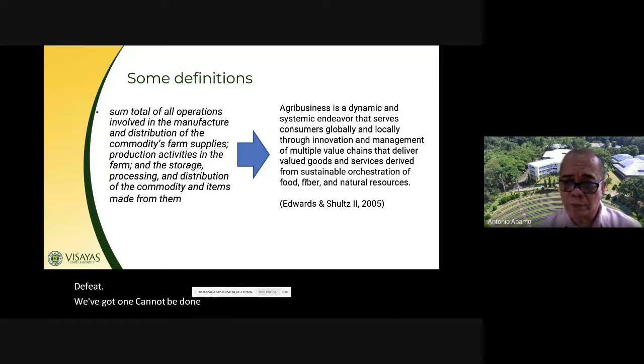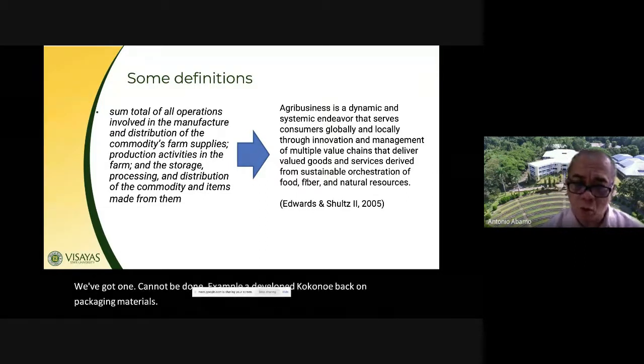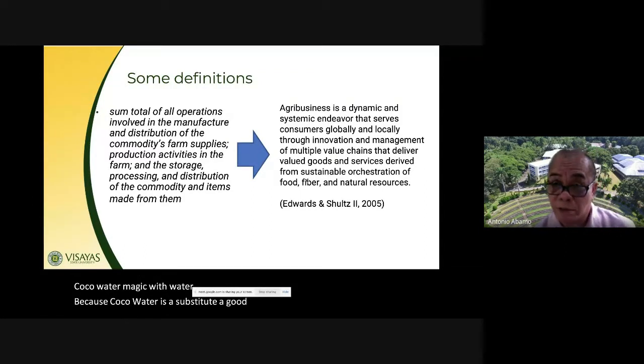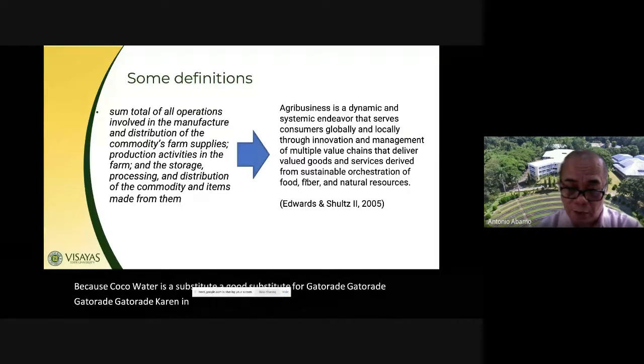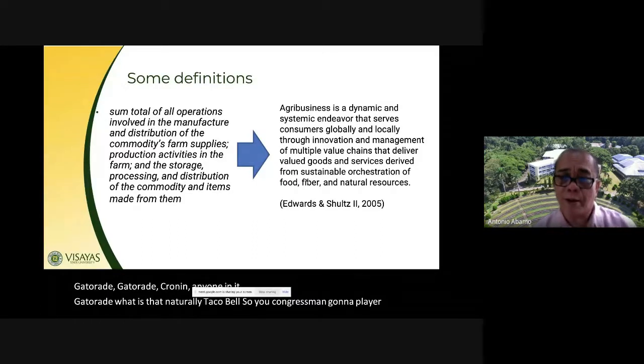Mag-develop ko og bagong packaging material sa like cocoa water. Imagine cocoa water. Because cocoa water is a good substitute for Gatorade. Ang Gatorade karon, what is that? Isuyo ra na sa mga player. Kaning akong gi-develop ni innovation ni.